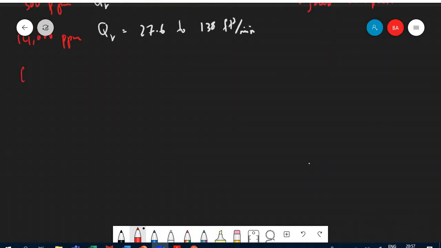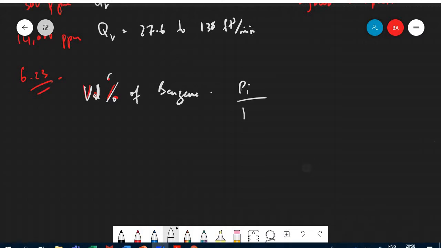So what I need here is to find the volume percent. To get the volume percent of benzene, actually all I need to know, and I can see that from the information that I have, is that if I take the partial pressure over the total pressure that I have, it is going to give me this fraction, and this fraction will just be my volume percent that I need.